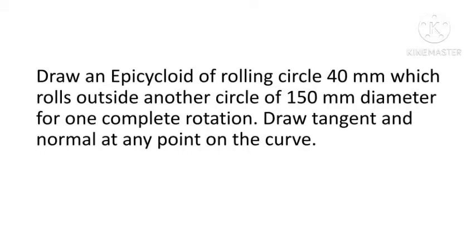So this is the question. It says draw an epicycloid of a rolling circle, which is also called a generating circle, of 40 mm diameter, which rolls over another circle without slipping, which is of diameter 150 mm. So you need to trace for one complete rotation, and also you need to draw tangent and normal. So this is the question.